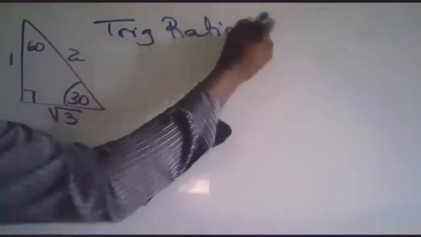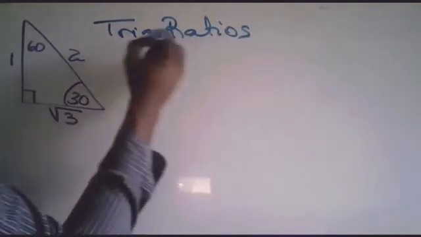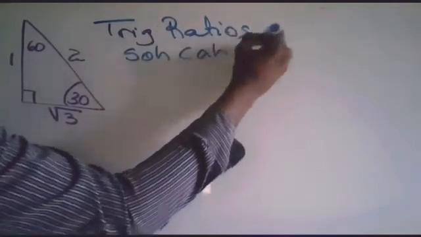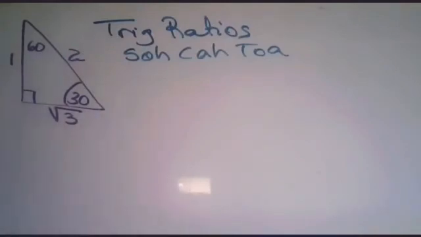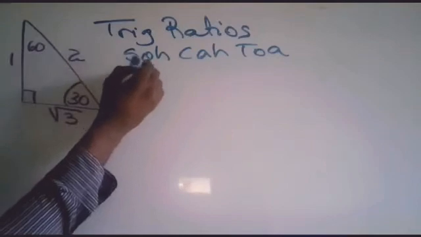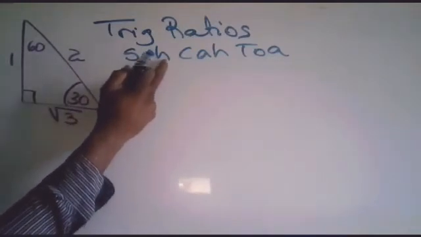Trigonometric ratios, or trig ratios. It is always said that we could just use SOH CAH TOA. Many persons use that to remember the ratios of the trigs. For example, the S here stands for sine, O is for opposite, and the H is for hypotenuse.